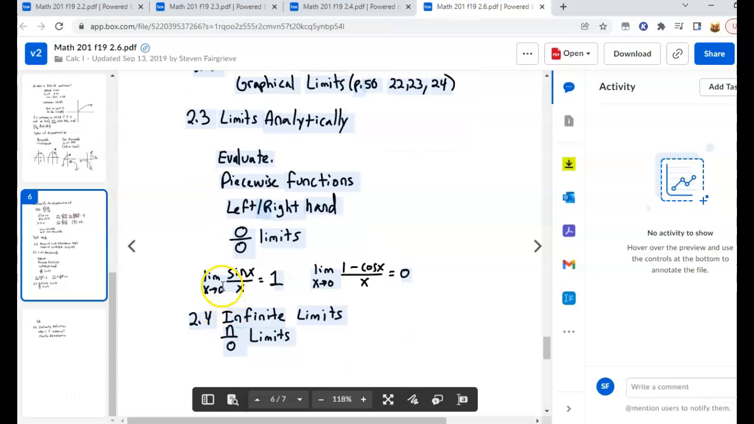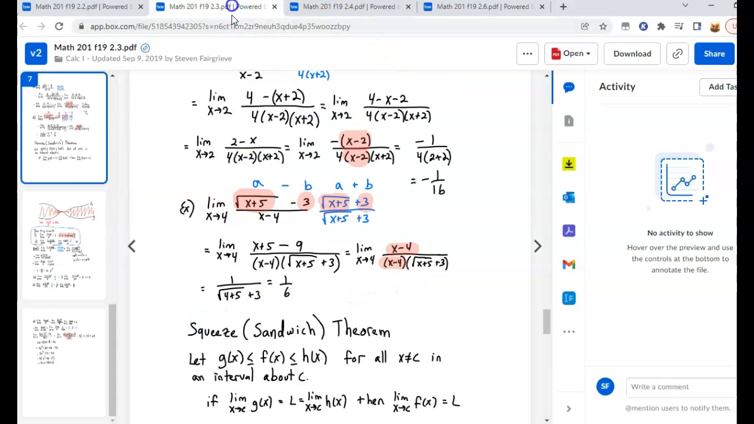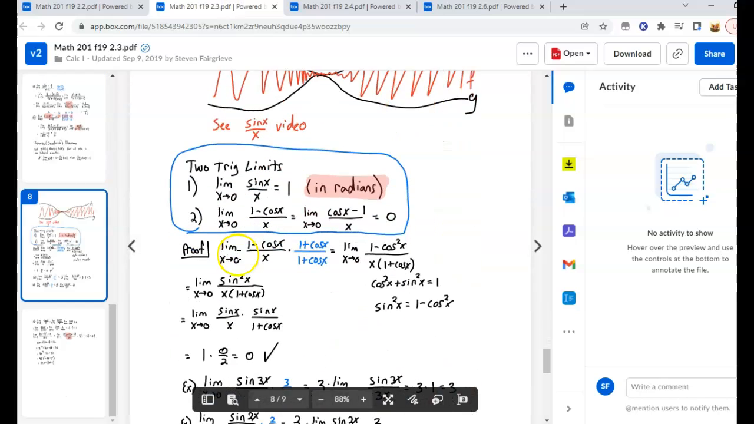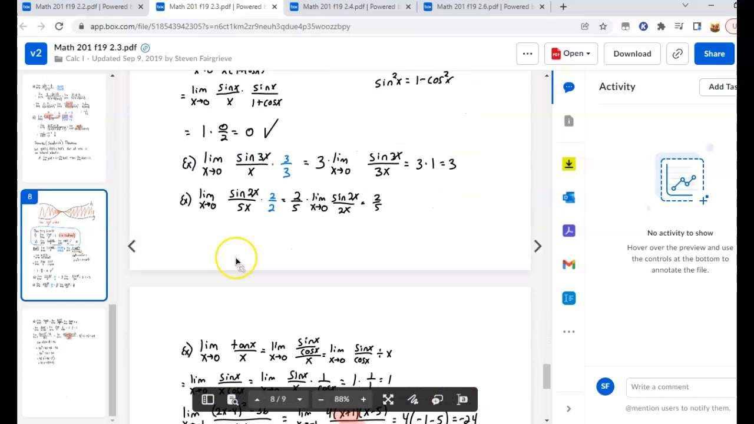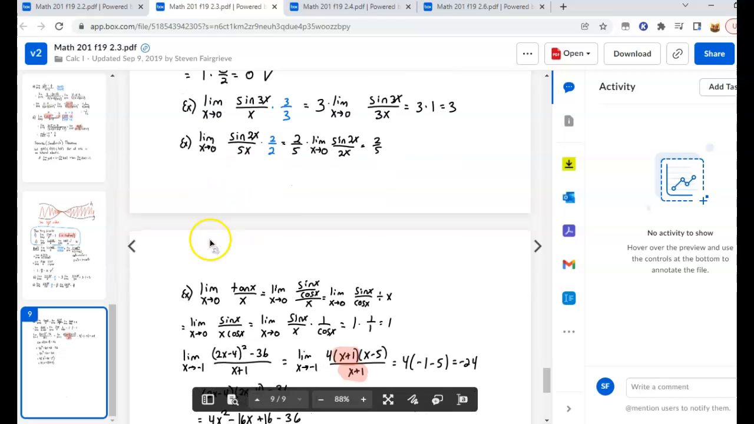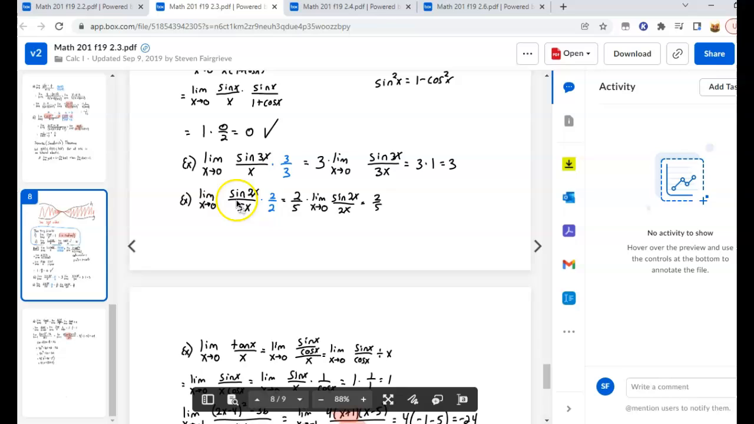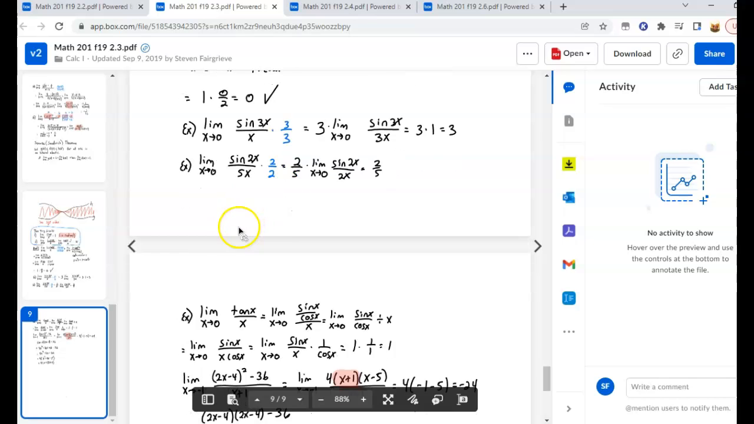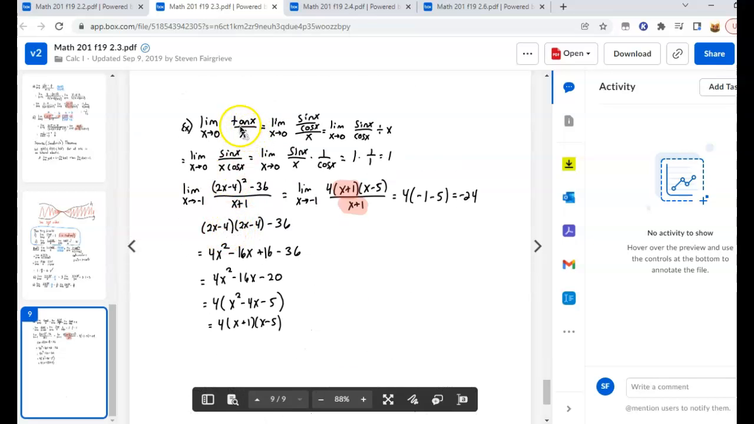Additionally, we also talked about these two rules. You don't need to know how to prove them or anything, just be aware of these trig limits, because you could have questions involving those as well. We did a few examples here as well. So if you refer back to these examples, evaluating things like sine 3x over x or sine 2x over 5x, or limit of tangent.